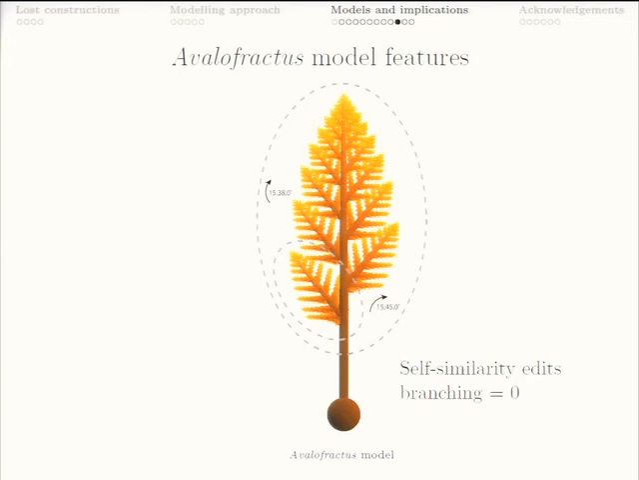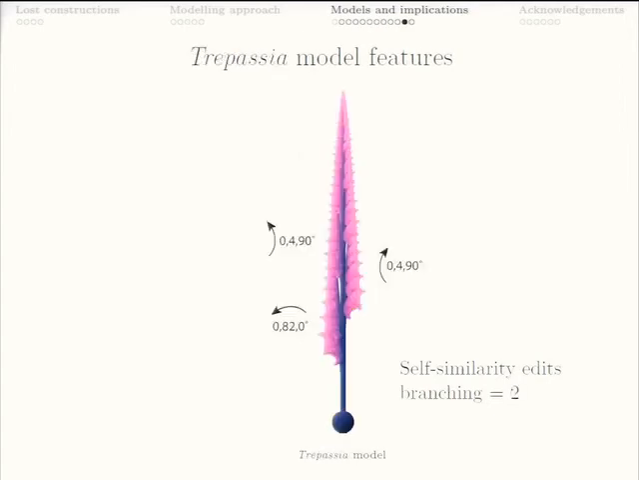We can see that these species do have differing levels of self-similarity. So, for example, if we look at these two, we can see Avalofractus here has a highly self-similar morphology in which the primary branches are an almost perfect copy of the whole frond. Actually, no edits are required to the branching parameters for the separate orders of branching. So I consider this, in terms of its branching, to be perfectly self-similar. Whereas in other forms, there are modifications of the parameters for the different orders of branching.